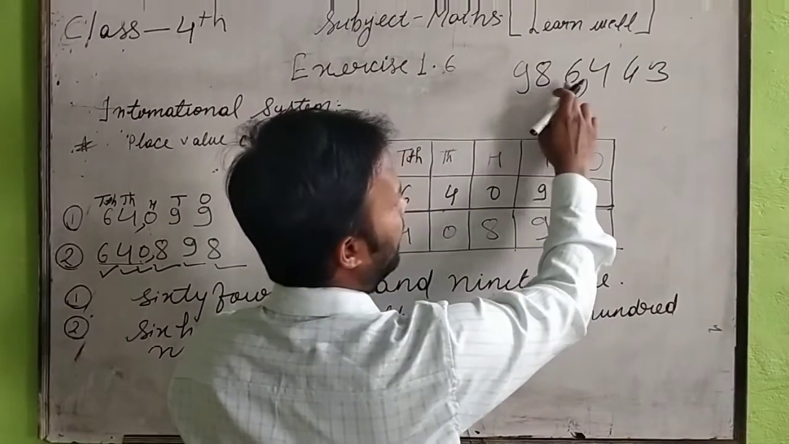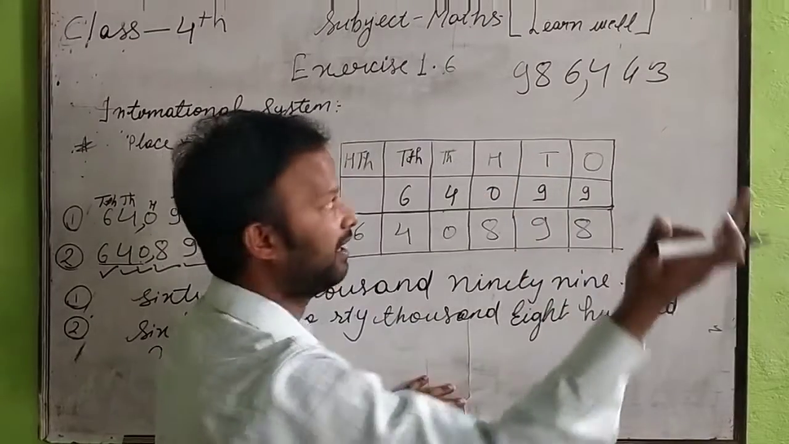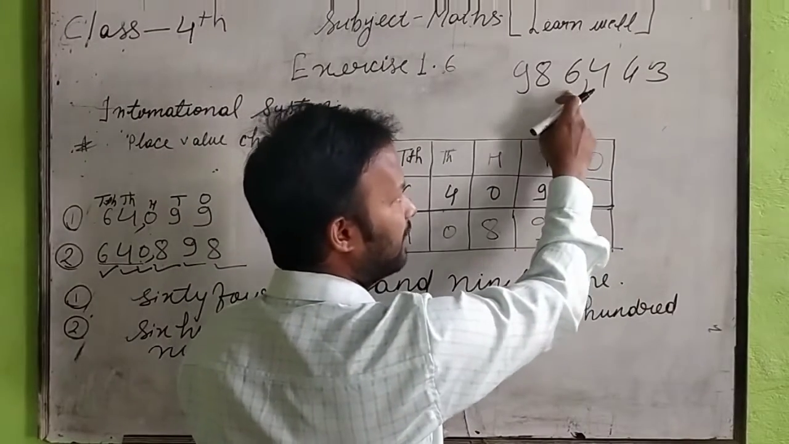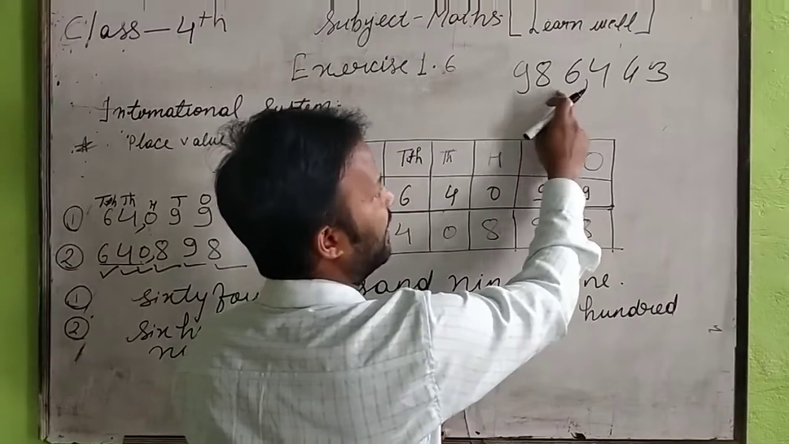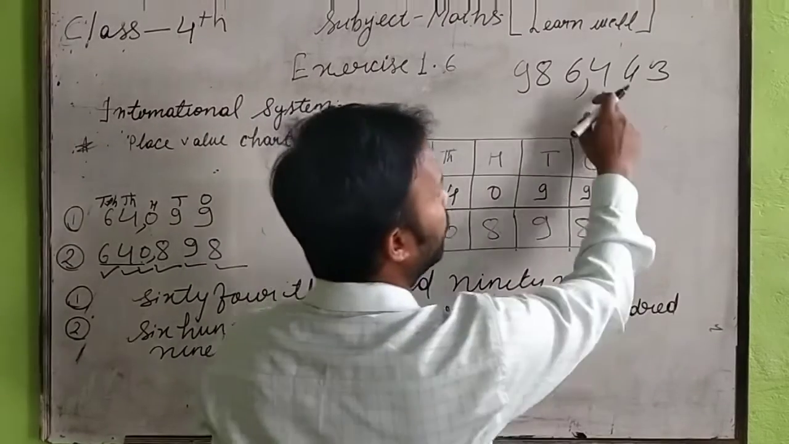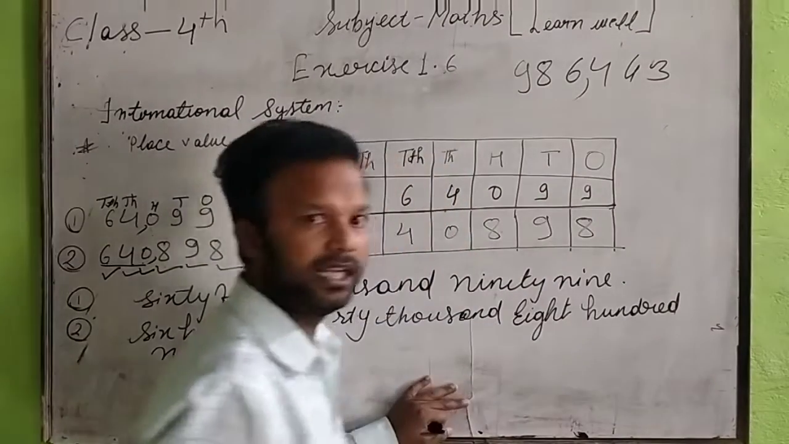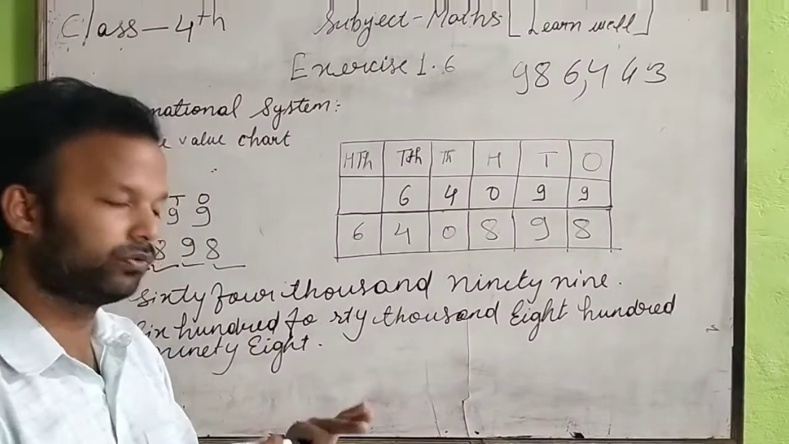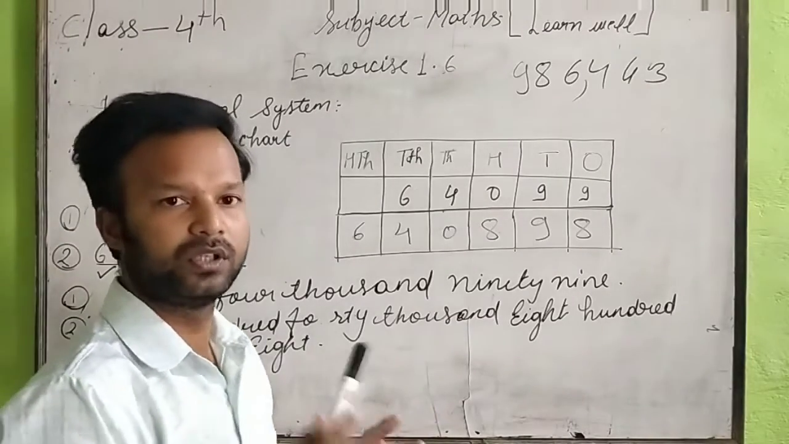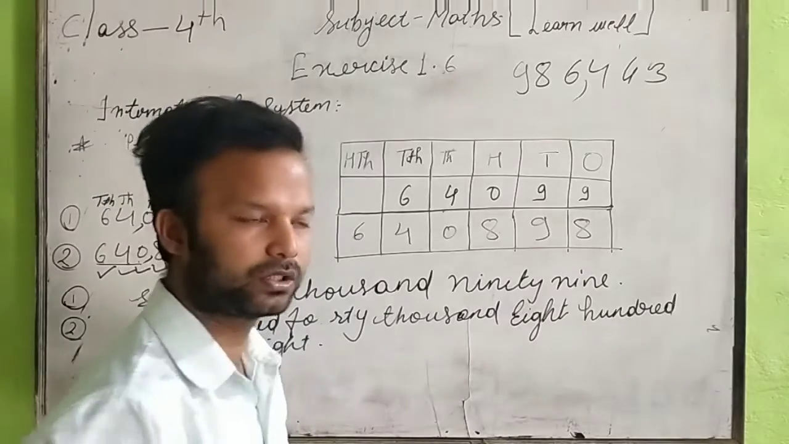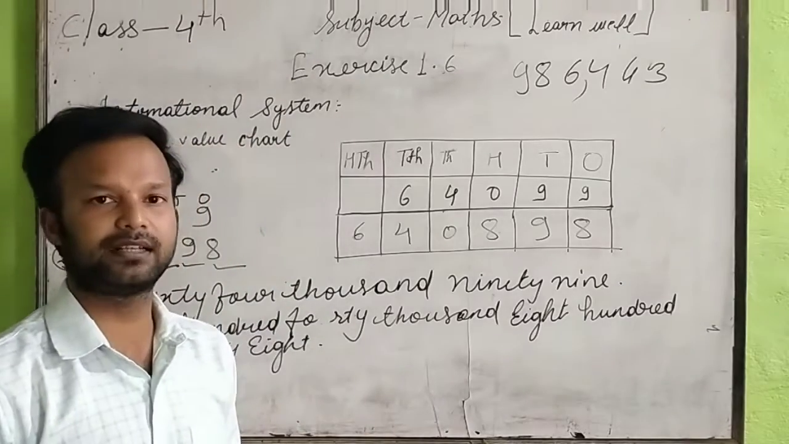So 986,000. It is 986. So how will we read it in the international system? 986,543. Hope you understood how to read and how to write. As you read, like that only you have to write in the solution also. Hope you understood about the international system.